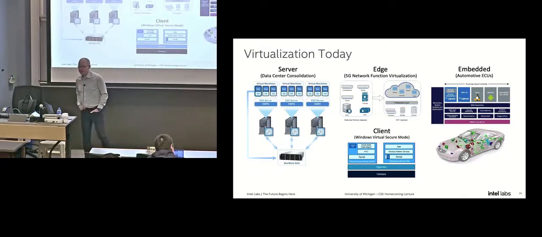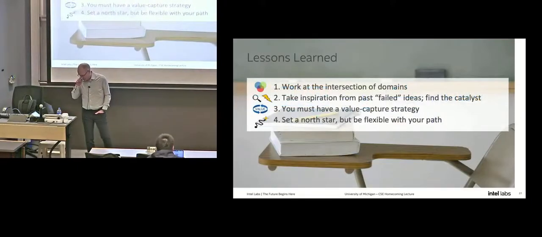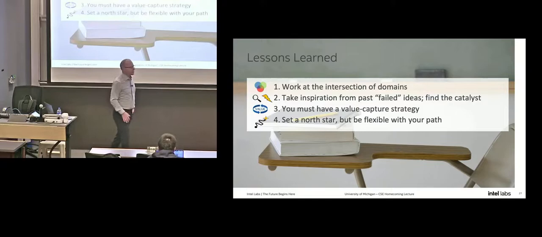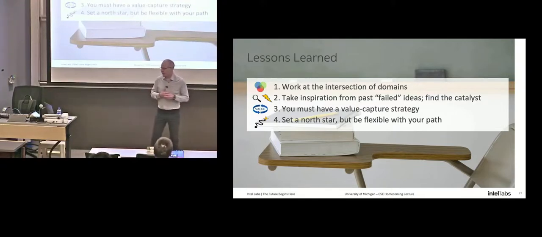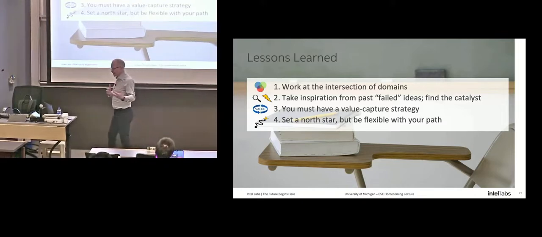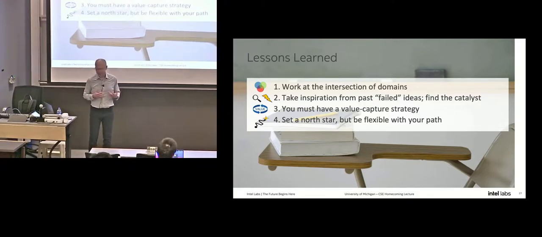But it was kind of a tough argument to make at the time, and I learned a lot from that, and there are maybe four lessons that I'd like to share. The first is working at the intersection of domains. Another is learning from ideas that are perceived to have failed in the past. Another is you've got to understand how you're going to capture value and make a good argument for it. And the last one is it's good to have a North Star that you're focusing on. It's just the path to getting there may not be direct.